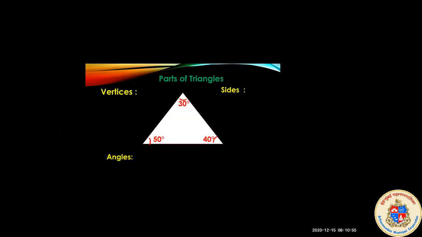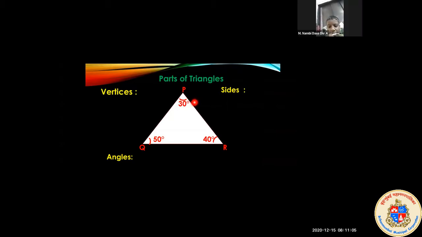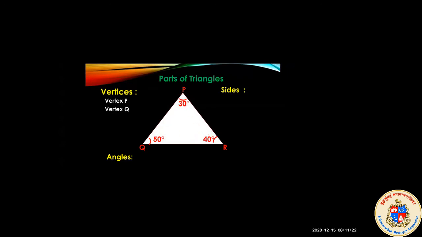Now, can you tell me the vertices of this triangle? There is a figure over here. You have to tell me the vertices. Vertex P, vertex Q, vertex R. Very good. Well done. You are saying it properly. Vertex P, vertex Q, and vertex R. These are three vertices of a triangle.